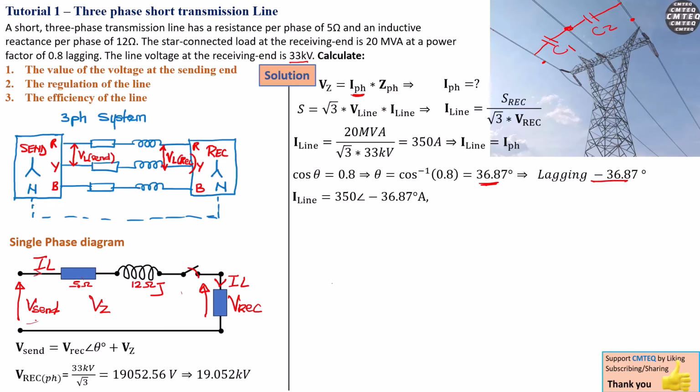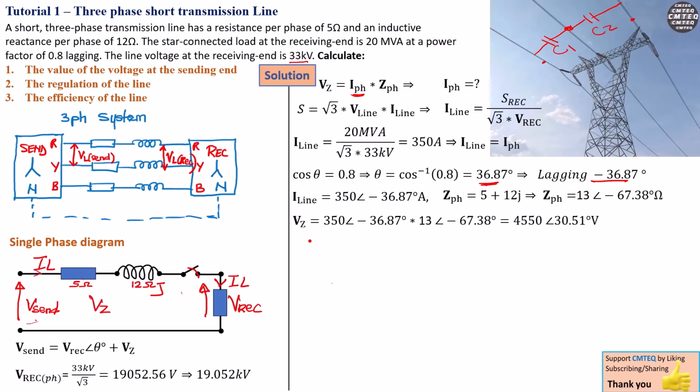Now the only ingredient that we need here to calculate our VZ is the impedance. We know that we've got 5 ohm and 12 ohm for the reactance. It's very simple. We can calculate this impedance since it's given in rectangular form. We convert it to polar form simply by using your calculator functions. You can convert it very easily. After that we can combine: VZ is the current times the impedance, and we find a voltage drop on this transmission line per phase of 4550 volt with an angle of 30.51 degrees. Now this is basically 4.5 kilovolt.